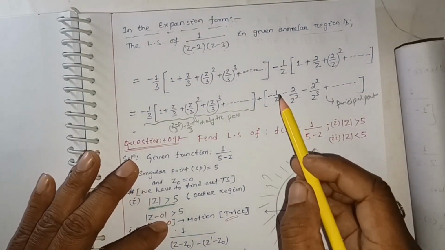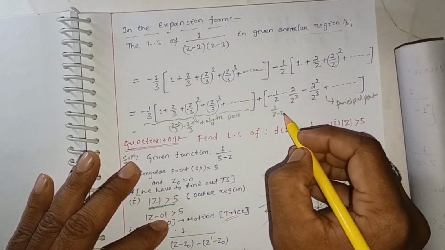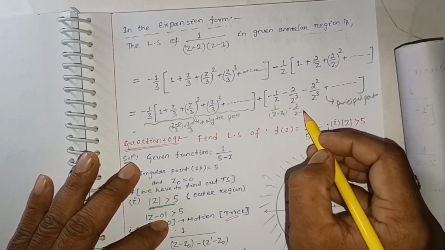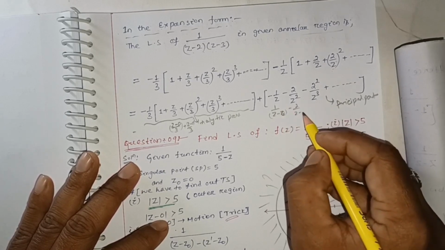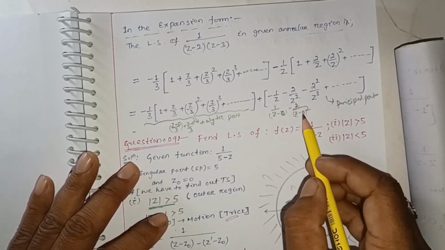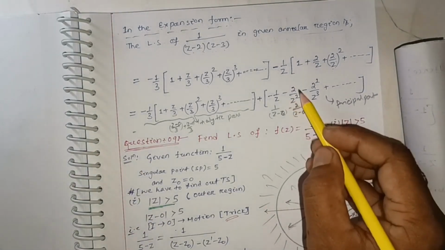Here 1 by z minus z0 we can write, and here we can also write minus 2 by z minus z0, where z0 means 0, and 0 square we can write. So as z0 is your 0, we have not written that one. I have not written z0, so in this format I have written.